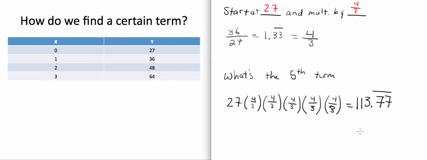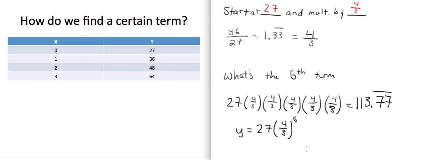But now we have a better way to write this. Instead of writing this 4/3 out all the time and typing that all into your calculator, we can write it as an equation. So we have y equals, because that's our final answer. We start with our start at value, 27. Our constant multiplier was 4/3. And then to find our fifth term, we would type it into our calculator as an exponent of 5.